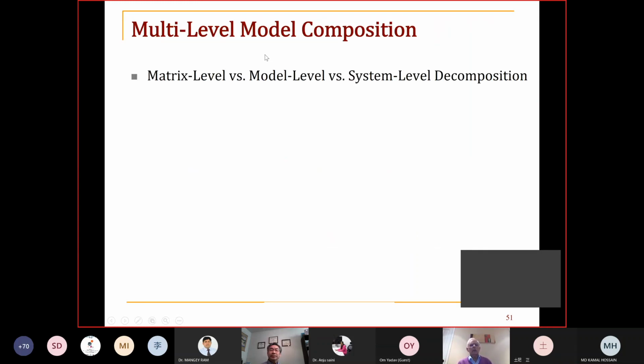So, multi-level model composition. The first question is whether decomposition is done at the system level, which is what I like to see. It can be done at the model level, at a higher level model level, or it can be done at the matrix level. But this doesn't make sense because the problem is that developing the state space and the underlying matrix itself is impossible for real life problems. So the decomposition should be done at the model level or system level.